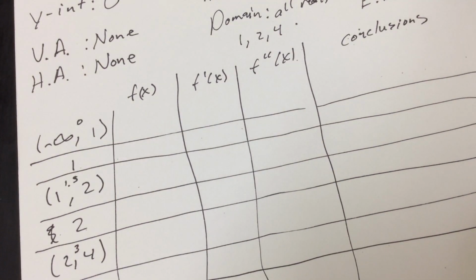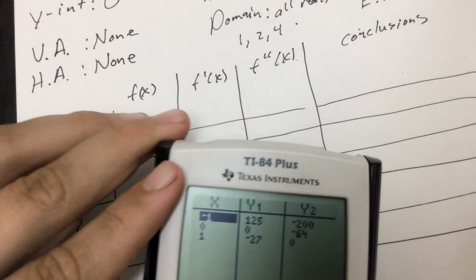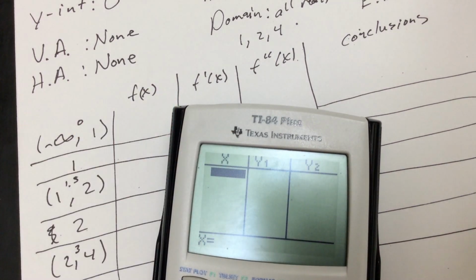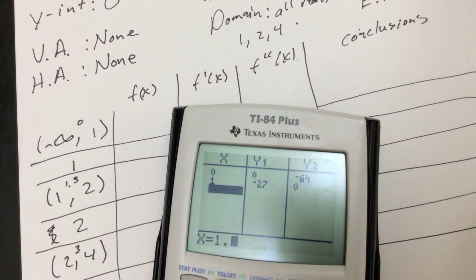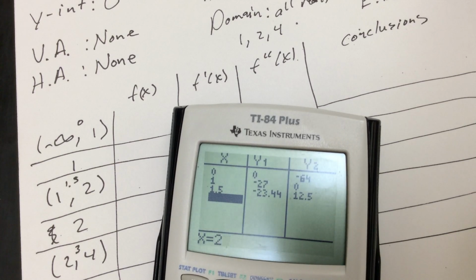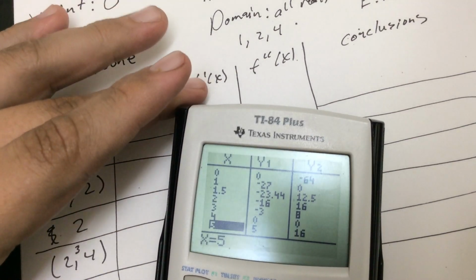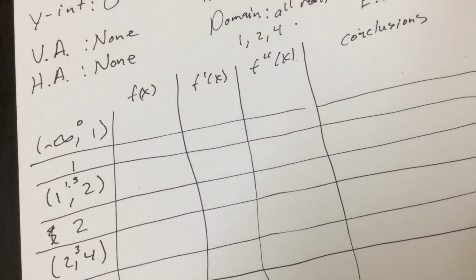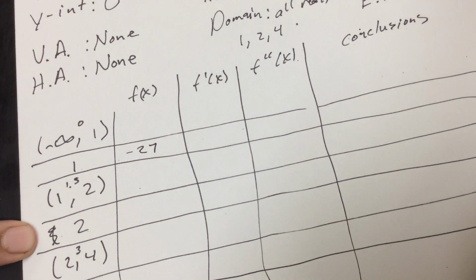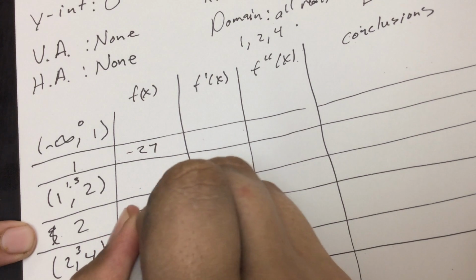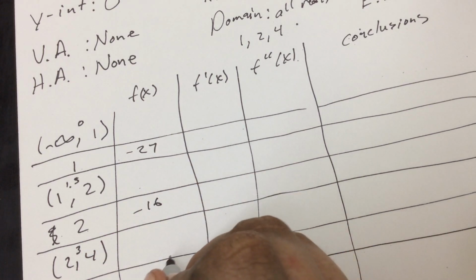So as we look at these, I'm going to delete these out, and we're going to have 0, 1, 1.5, 2, 3, 4, 5. At 1, we're at a negative 27. At 2, we're at negative 16. And at 4, we're at 0.